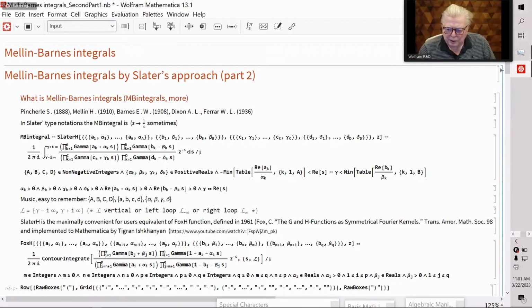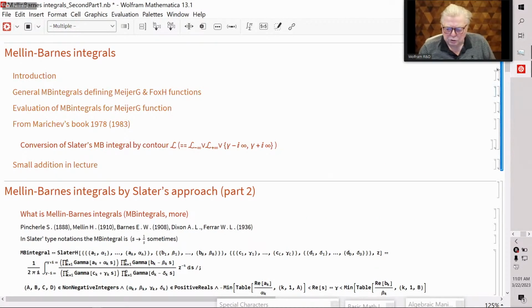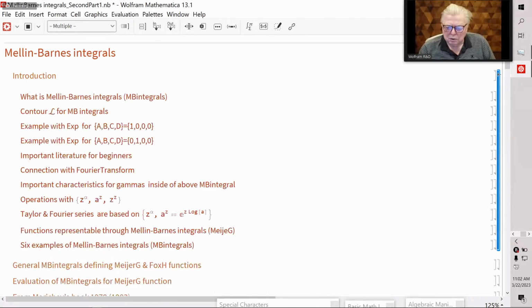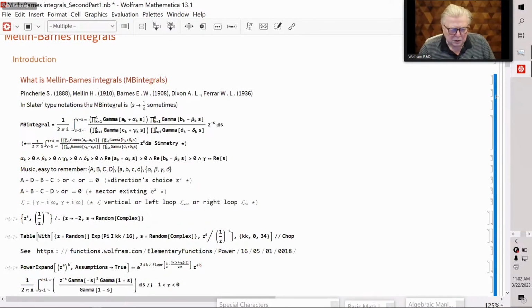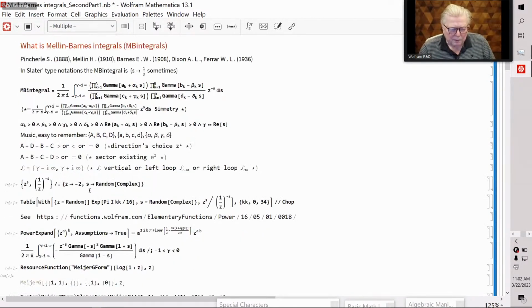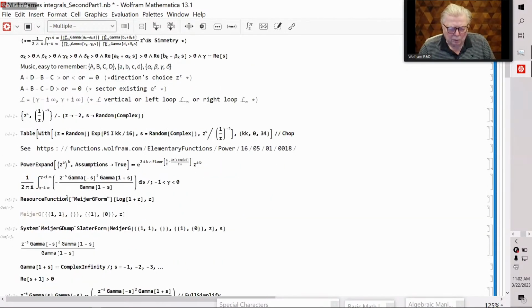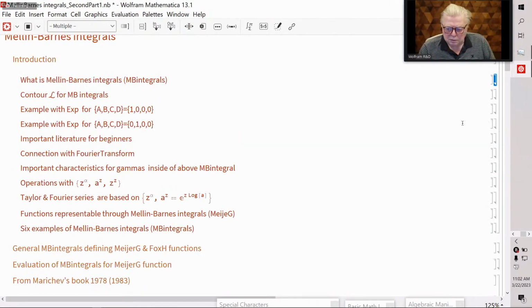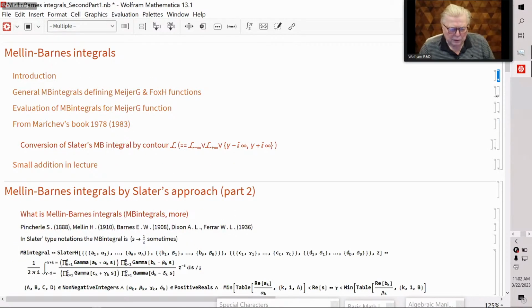In my previous lecture, I gave the definition of these Mellin-Barnes integrals and explained why and how to work with them. Right now, I will shortly repeat these aspects and present new ones.